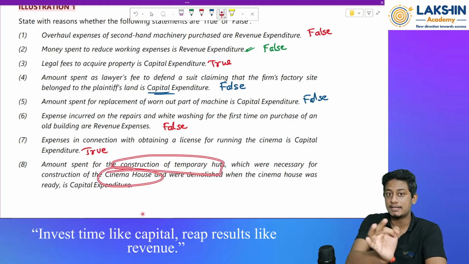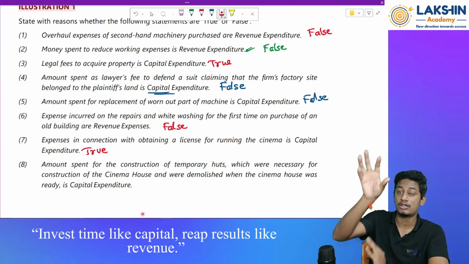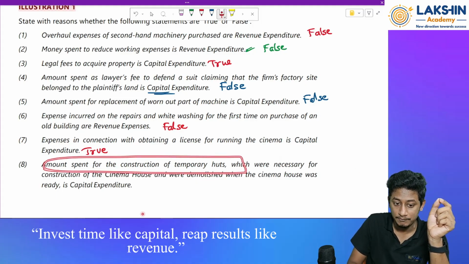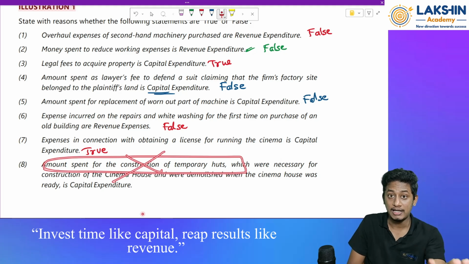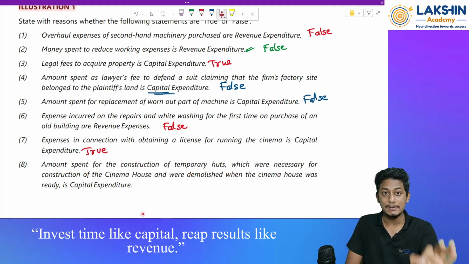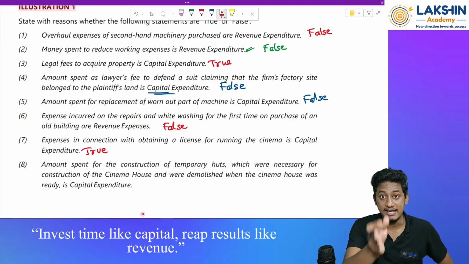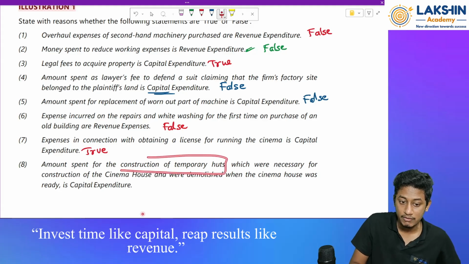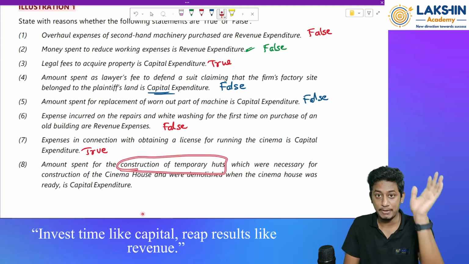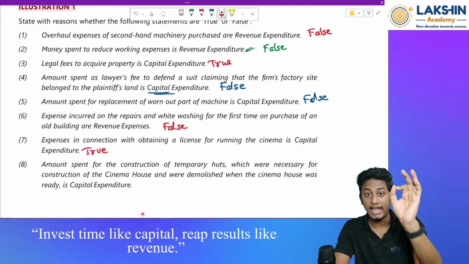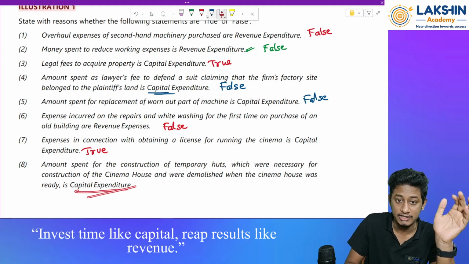Now tell me, whatever expenses you incur on a cinema house, I'm not talking about this part, but whatever cinema house you build, will it be a capital expenditure or revenue expenditure? It is a fixed asset, sir. Because of that, it will be a capital expenditure, right? So whatever expenses you have incurred to build those temporary huts, which are required to build the cinema house, become a capital expenditure. So the statement given is a true statement.